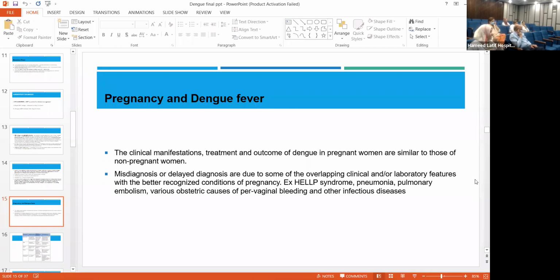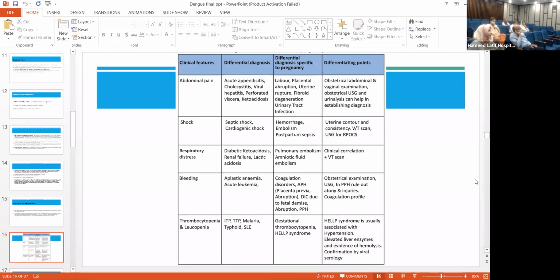Dengue can be misdiagnosed in pregnant women because we have a wide range of differentials. I will just discuss in pregnancy. Abdominal pain can also occur in labor, placental abruption, uterine rupture, fibroid degeneration, urinary tract infection. So this is a differential for that. Shock, hemorrhage, embolism, postpartum sepsis can also occur in pregnancy. This can be a differential as well.